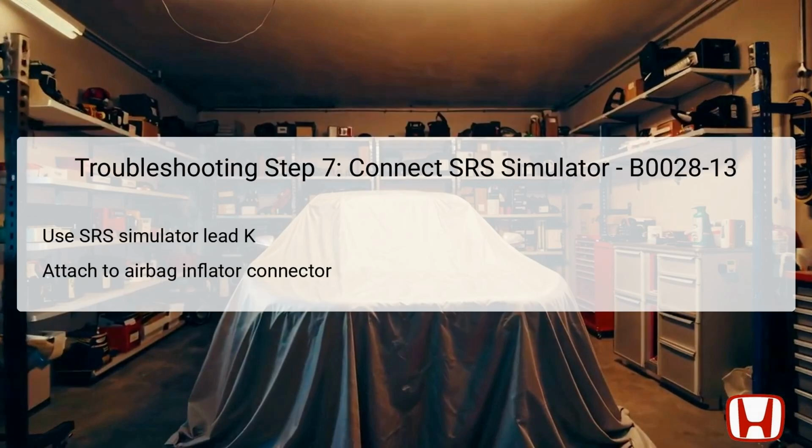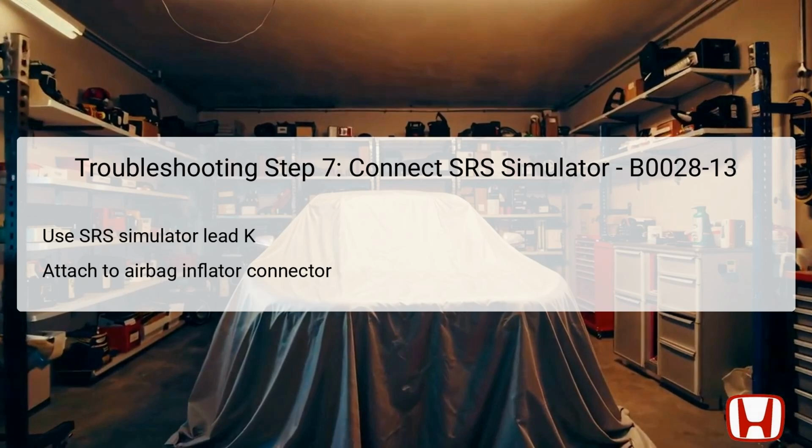The seventh step involves connecting the SRS simulator lead K to the SRS inflator simulator. This simulator serves as a replacement diagnostic tool designed to provide a known good signal to the airbag system. By connecting it to the front passenger side airbag inflator 4P connector, technicians can simulate the presence of a functioning inflator. This method aids in determining whether the issue lies within the inflator itself or elsewhere in the circuit.